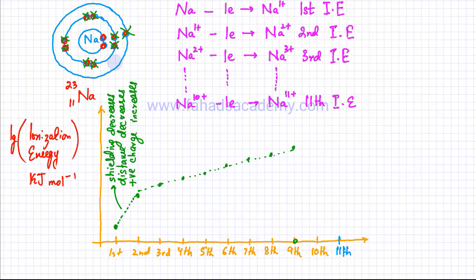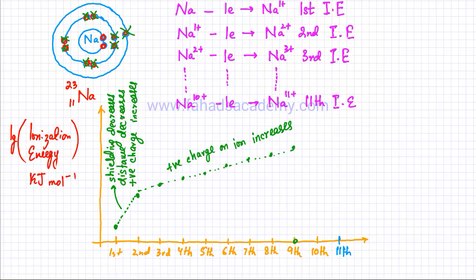All these electrons would probably have similar distances from the nucleus, so there wouldn't be much difference in the distance either. There's only one factor that's changing, and that is that the positive charge on the ion increases. As the positive charge on the ion increases, that's the only factor that's changing, so the ionization energies keep on increasing.